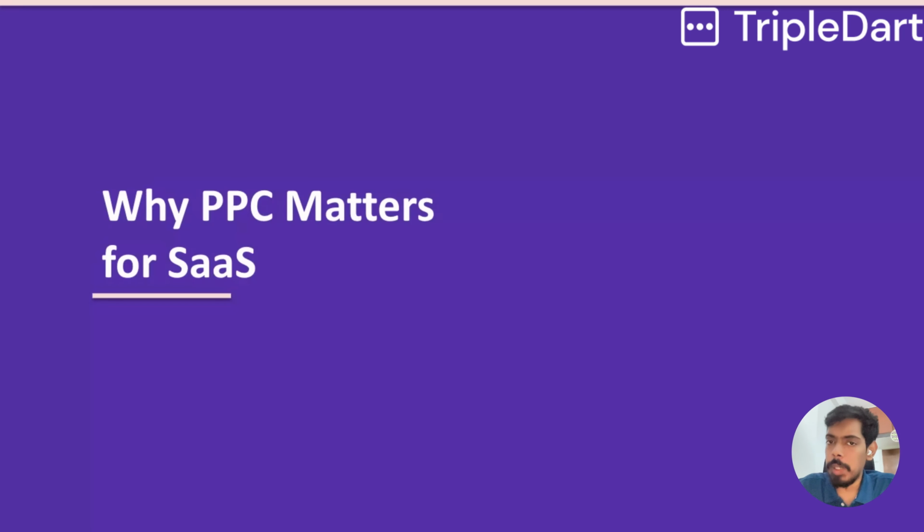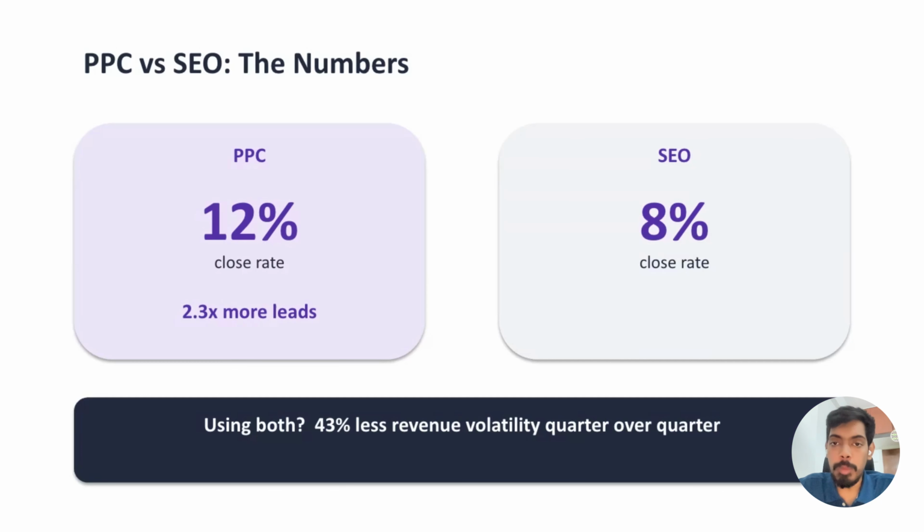Why is SaaS PPC important? In many SaaS portfolios, PPC leads close at about 12%. Now compare this with SEO, where leads close at about 8%. So PPC generates roughly over 2 times the leads in volume, and companies running both channels together see 43% less quarterly revenue volatility compared to just SEO alone.